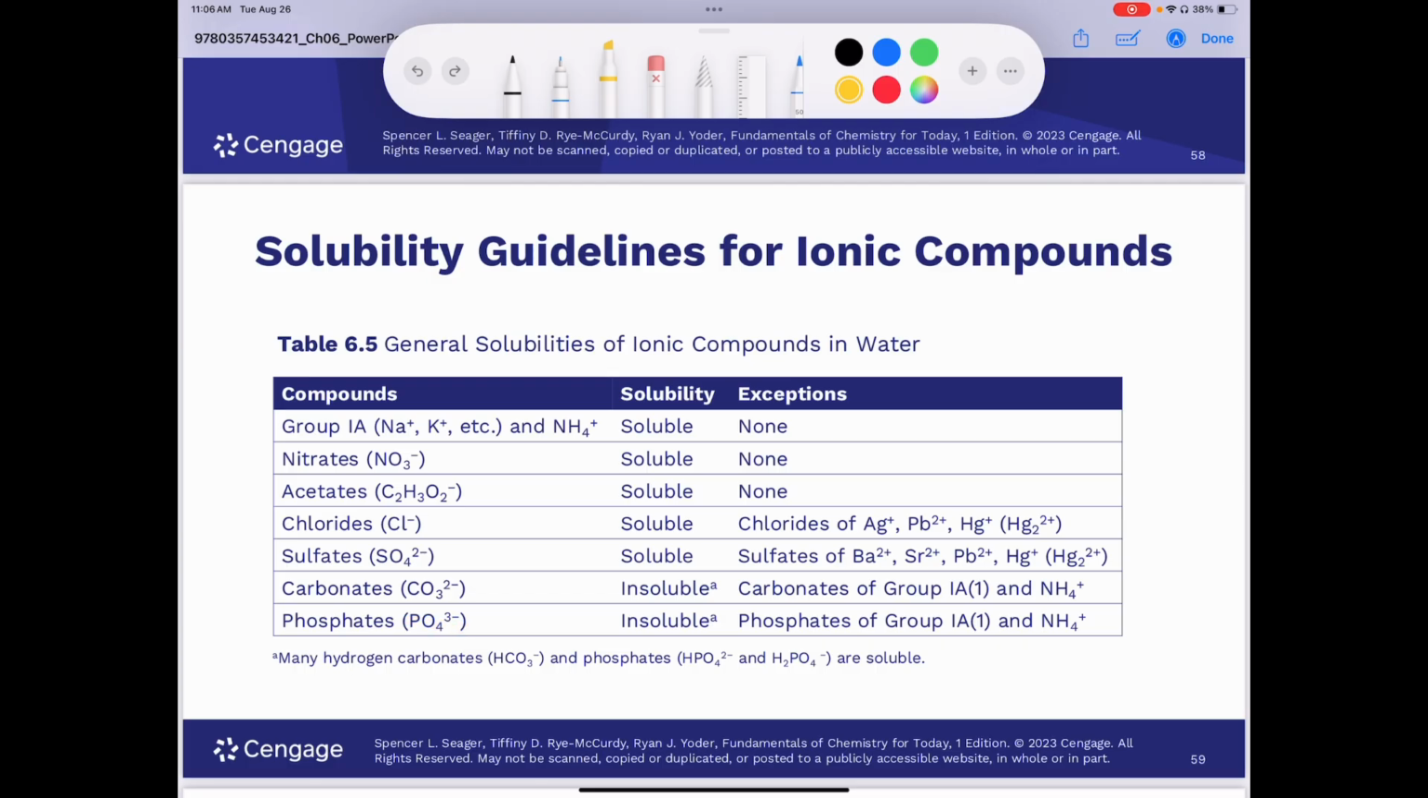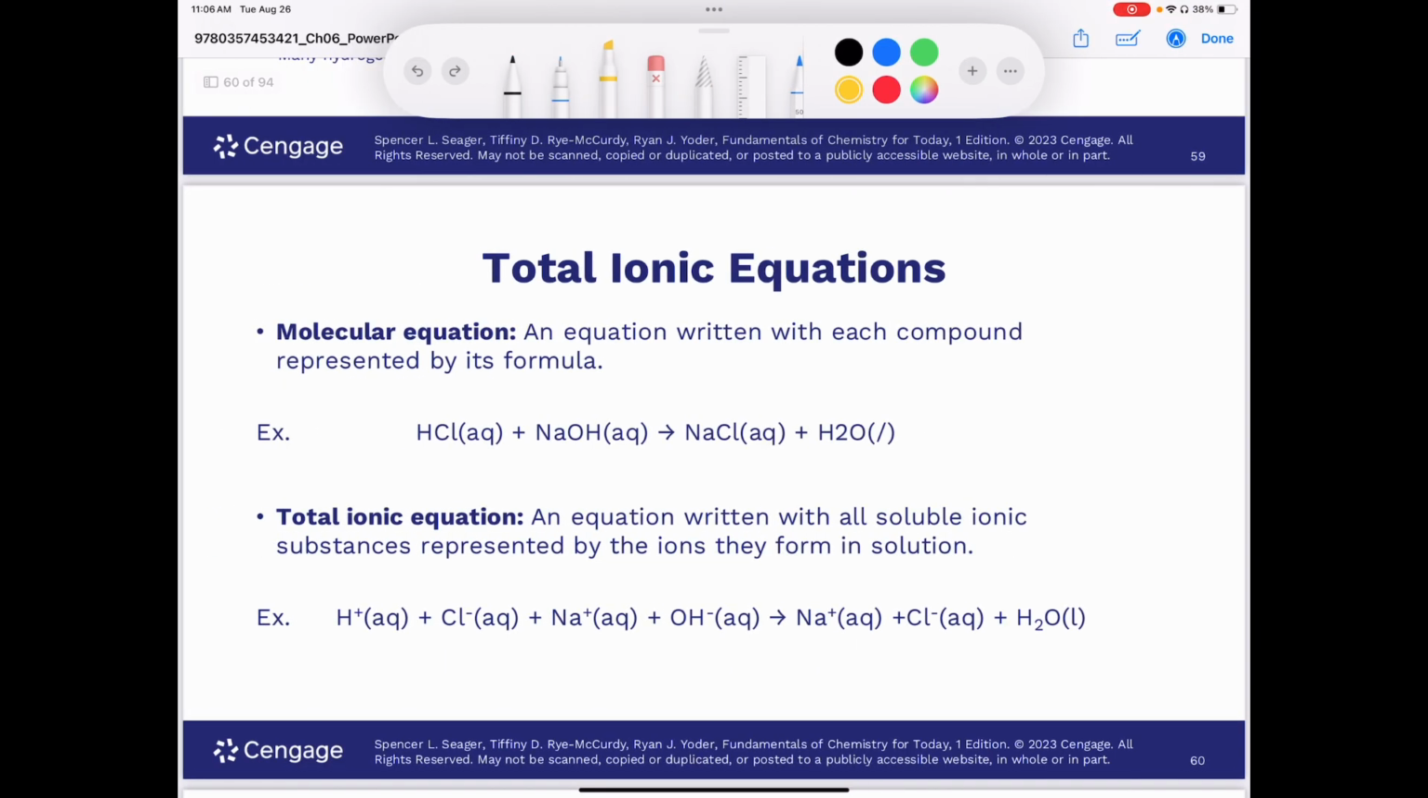You don't have to memorize those right away. We're going to refer back to this a couple of times. And you see the little asterisk down here. It says many hydrogen carbonates and hydrogen phosphates are soluble. So let's take a look at what we call a total ionic equation.